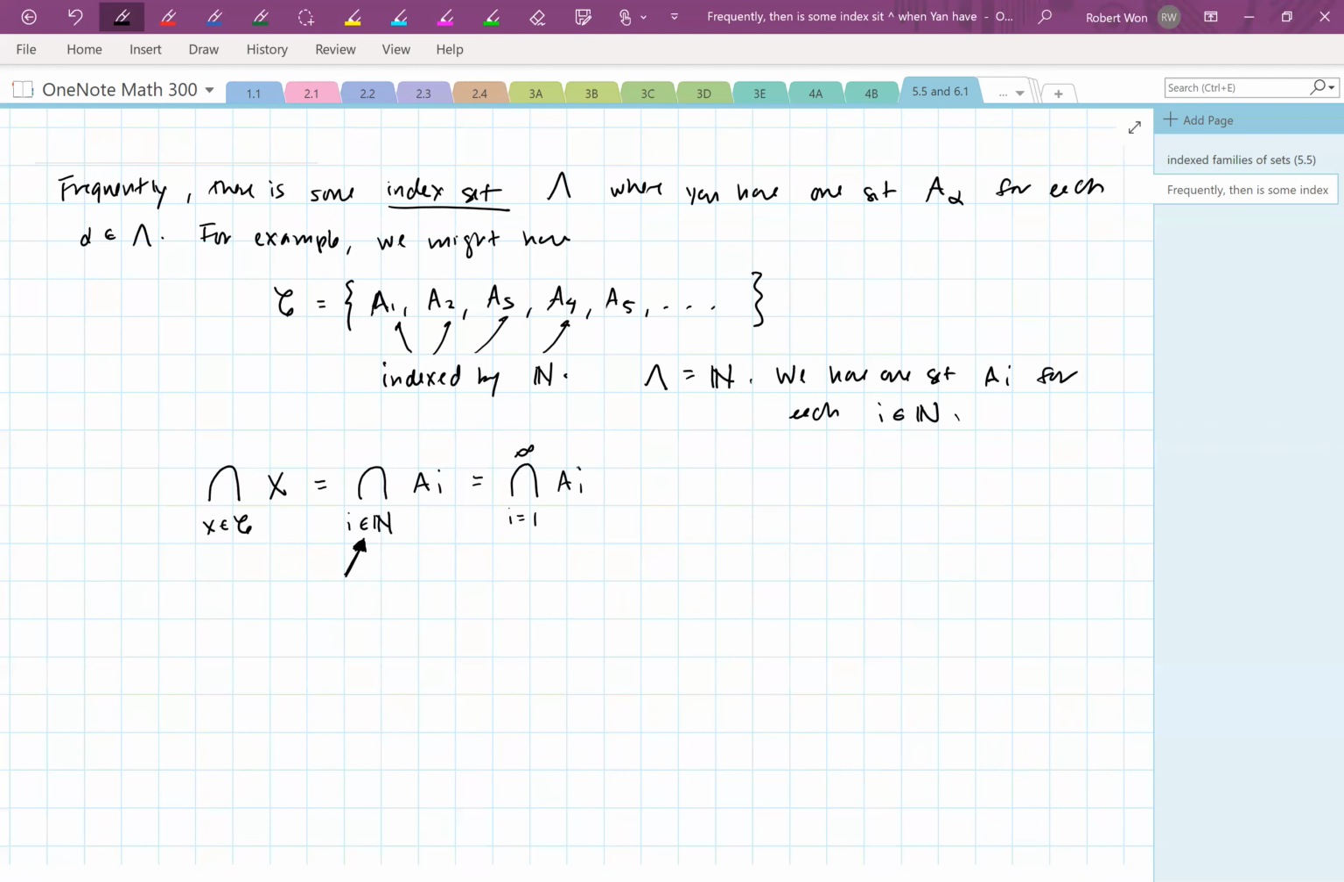And it's very natural. Things like this are very natural in mathematics. They'll appear all the time where you want to take some kind of union or intersection over some large family of sets. Okay, so let me give you some fairly natural examples.